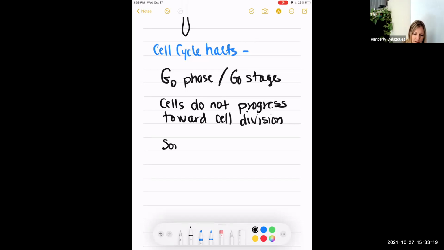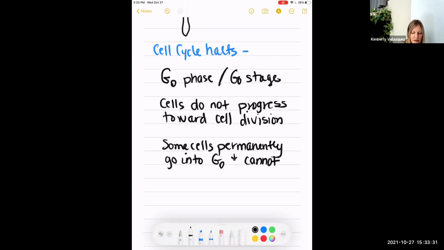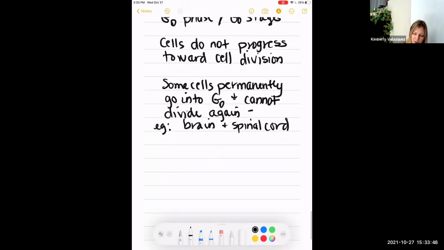So some cells permanently go into G0 and cannot divide again. So this would be brain and spinal cord. Some cells are in G0 until they're damaged.